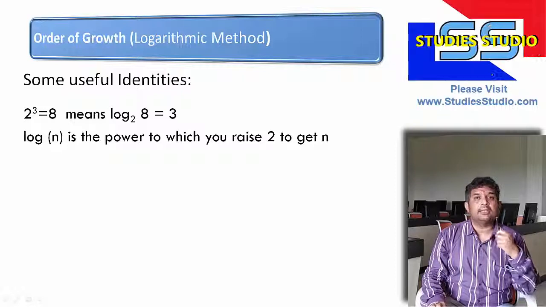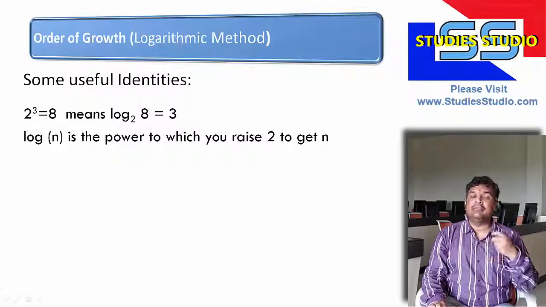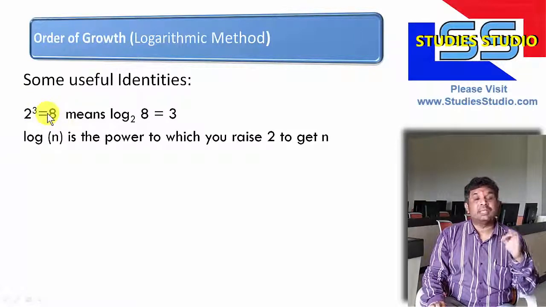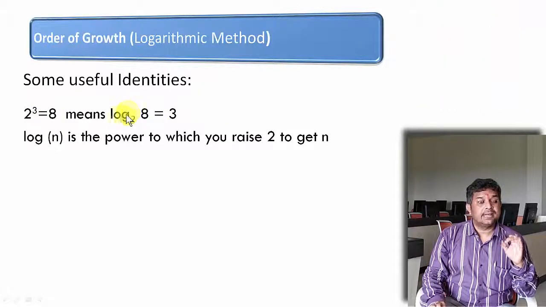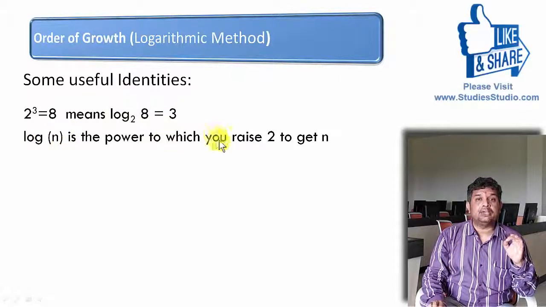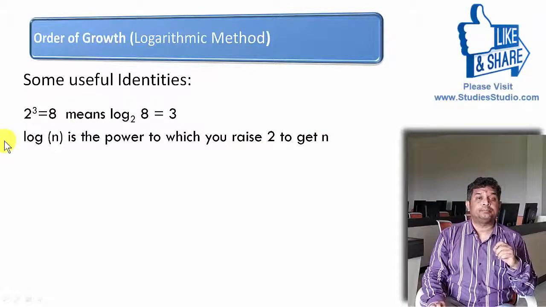Before learning the logarithmic method, let us see some useful identities because we are going to use them very frequently. If we have 2 to the power 3, we know that the value is 8. It means in the form of logarithm, if you want to write, then we can write log base 2 of 8 equals 3. It means log n is the power to which you raise 2 to get n.